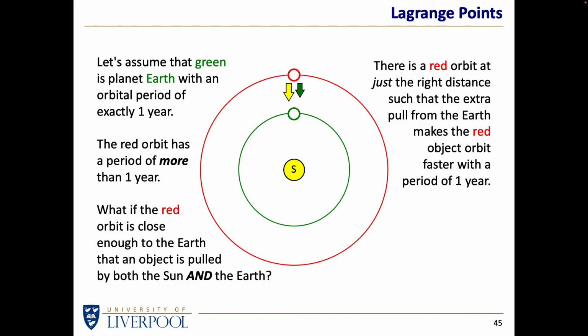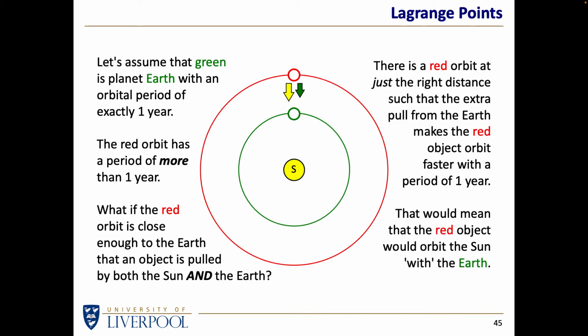So because it's now being pulled towards the sun and the Earth, it's now moving faster. So instead of having a period of more than a year, it now has a period of 1 year. So if the red object has a period of 1 year, what does that mean? It goes round at the same rate as the Earth. It goes round in 1 year. The red object is always being pulled towards the sun, but the Earth is always in the same direction as the sun. So the red object is being pulled and also goes round in 1 year.